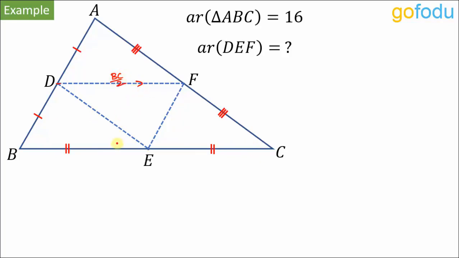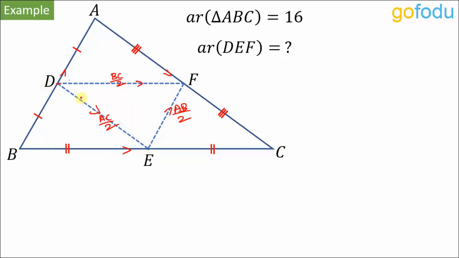DF is parallel to BC. Similarly, DE will be half of AC and DE will be parallel to AC. Similarly, EF will be parallel to AB and half of AB. Now see, DB and FE are parallel and DF and BE are parallel. That means DBEF is a parallelogram.